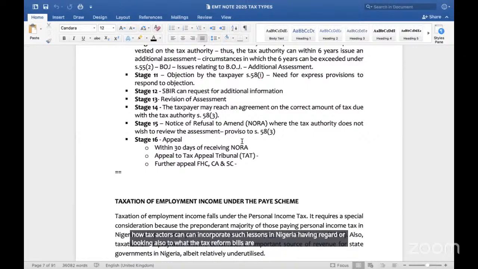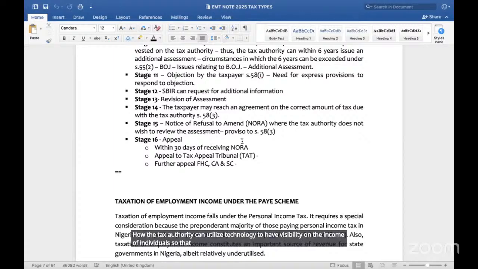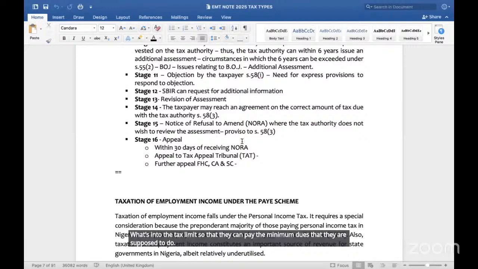And the final thing, though I think I've mentioned this before, is how the tax authority can utilize technology to have visibility on the income of individuals. Even though the focus should be on the 20% controlling 80% of the national wealth, how can it be done so that even those in the 20% are still brought into the tax net so that they can pay the minimum dues they are supposed to pay? That's all I got. Thank you, sir.